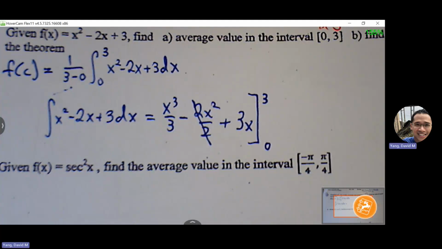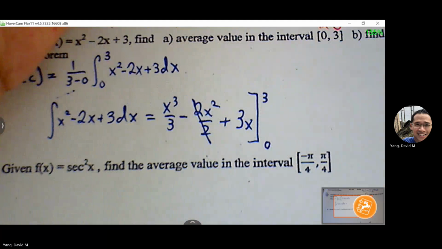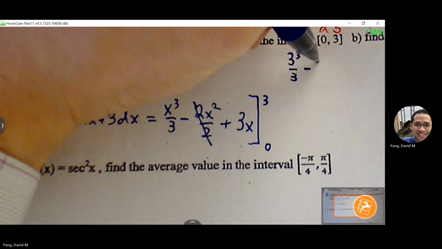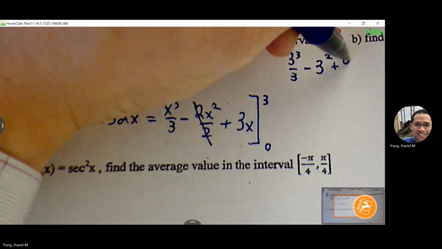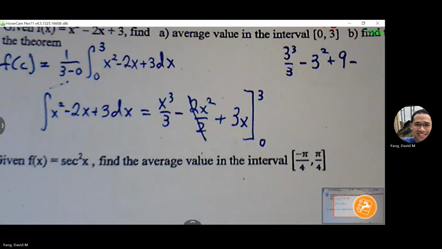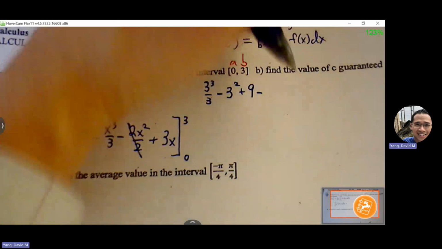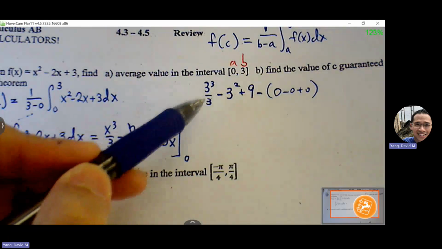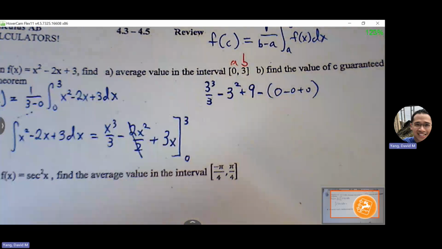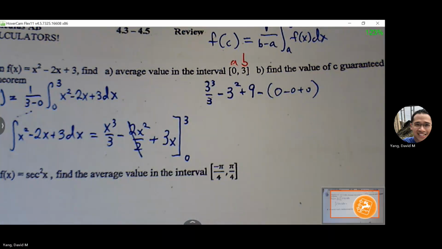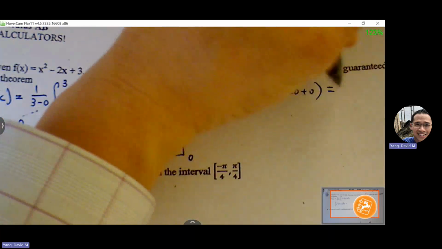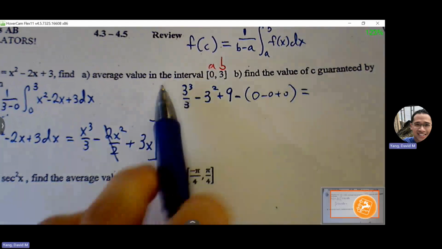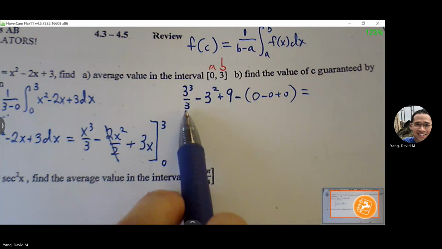Okay, upper bound first, right? Good thing about that lower bound is going to wipe everything out. So 27 over 3 is 9. 9 minus 9 plus 9 equals what? What does this add up to be here? Okay, just 9.